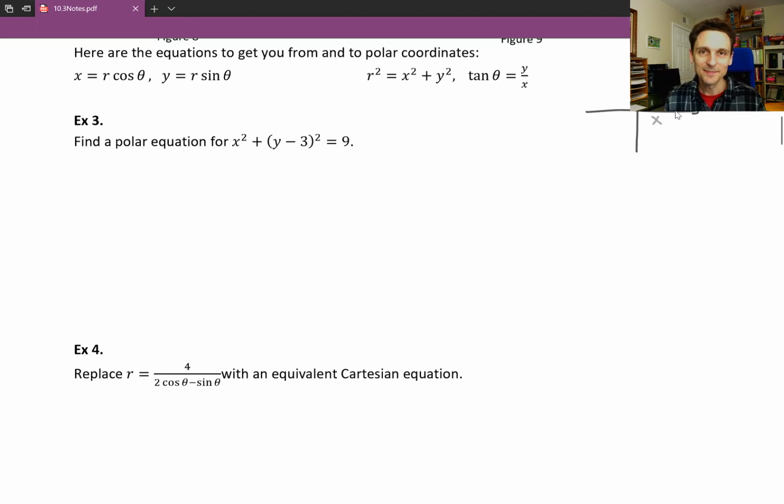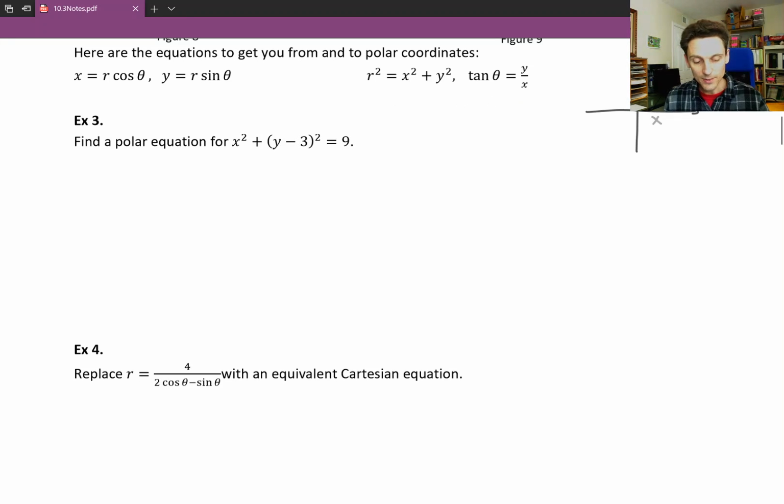Hello and welcome back. If you want to convert between Cartesian coordinates and polar coordinates, you can use the following four formulas to help you out. x equals r cosine theta, y equals r sine theta, r squared equals x squared plus y squared, and tangent theta equals y over x.